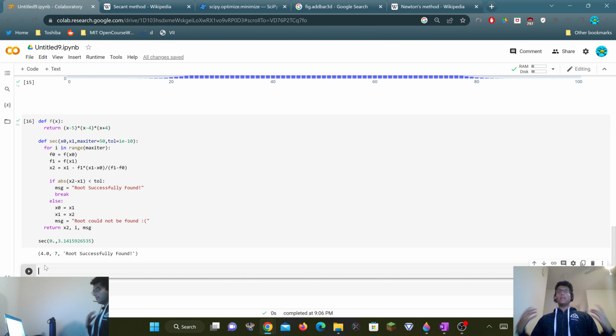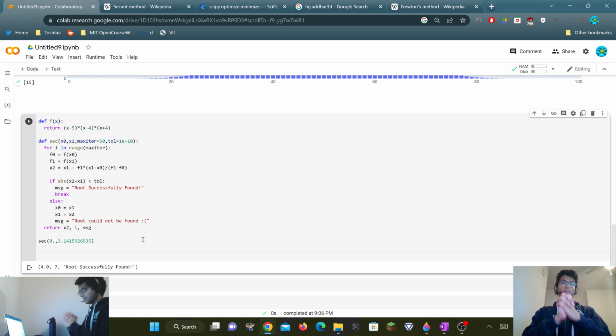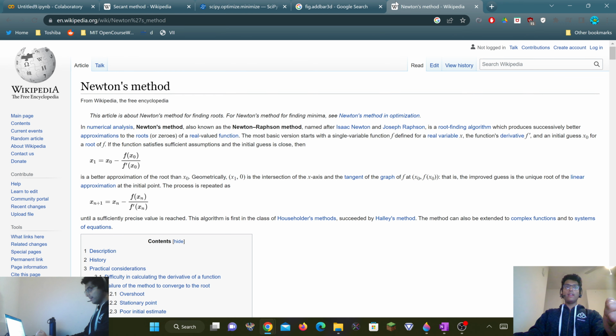Now we're gonna basically do the same thing here, but using Newton's method, right? And honestly, we can just compare a secant method with Newton's method. So what's Newton's method, right? It's given by this approximation, right?